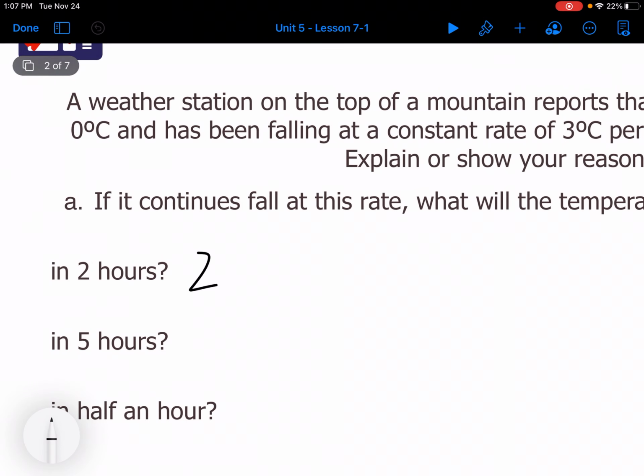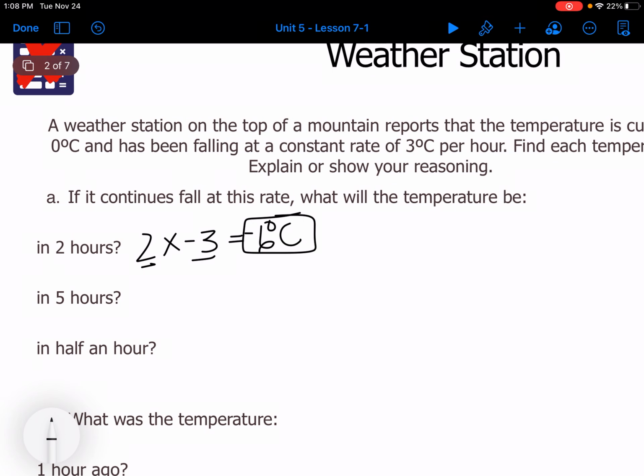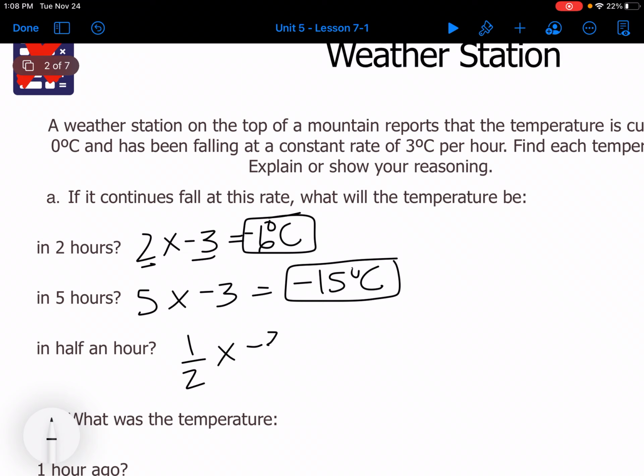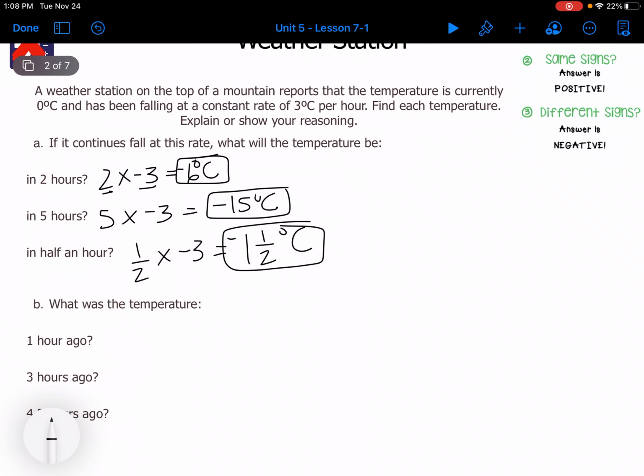Well, it would be 2 times -3, which is going to give me -6 degrees Celsius, because I have a positive and a negative, so it's going to make my answer negative. 5 hours, so that'd be 5 times -3 is going to give me -15 degrees Celsius. So half of an hour, so that'd be 1/2 times -3, so that would be 1.5 degrees Celsius, and it's going to be negative because I have a positive and a negative. Or you could tell me 1.5, whatever.